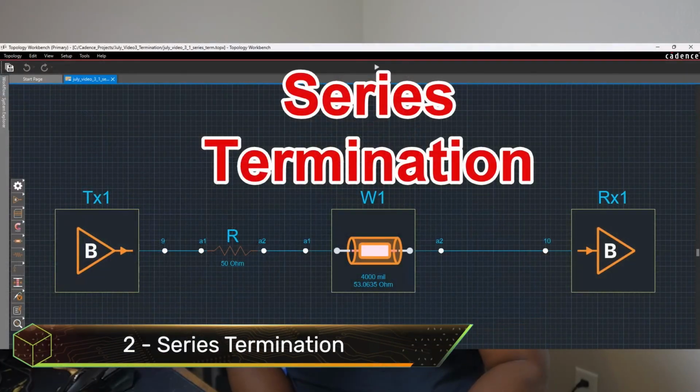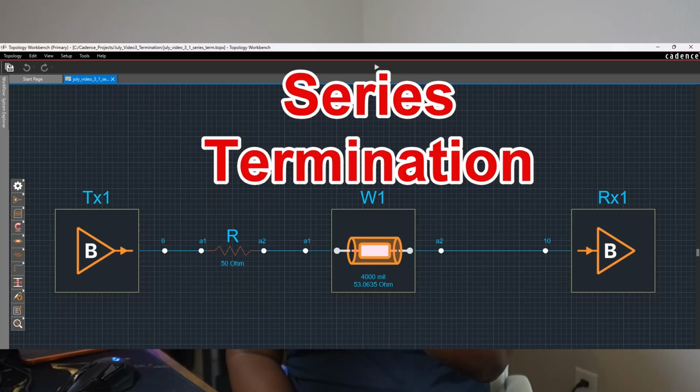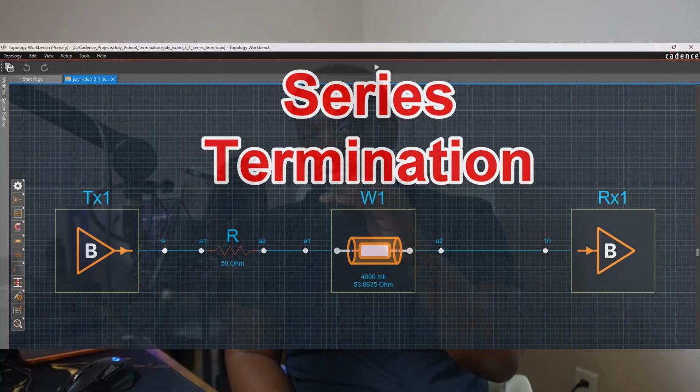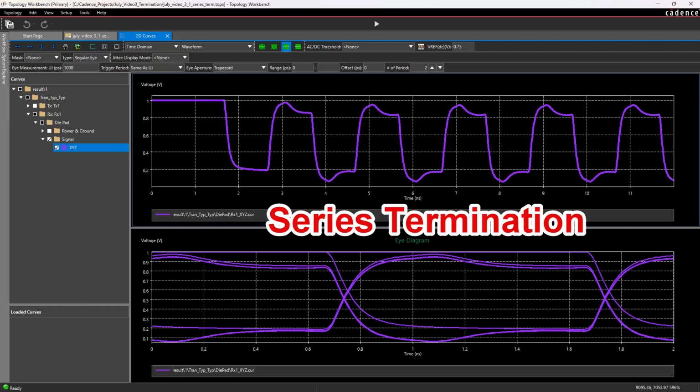Series termination. This is where you place a resistor at the transmitter or driver, and you choose the value to match the trace impedance and the driver impedance. It cleans up ringing without consuming DC power. However, the trade-off is a slower rise time at the receiver. For very fast signaling, this can cost you margin. The cost is only 1 resistor without a power penalty.